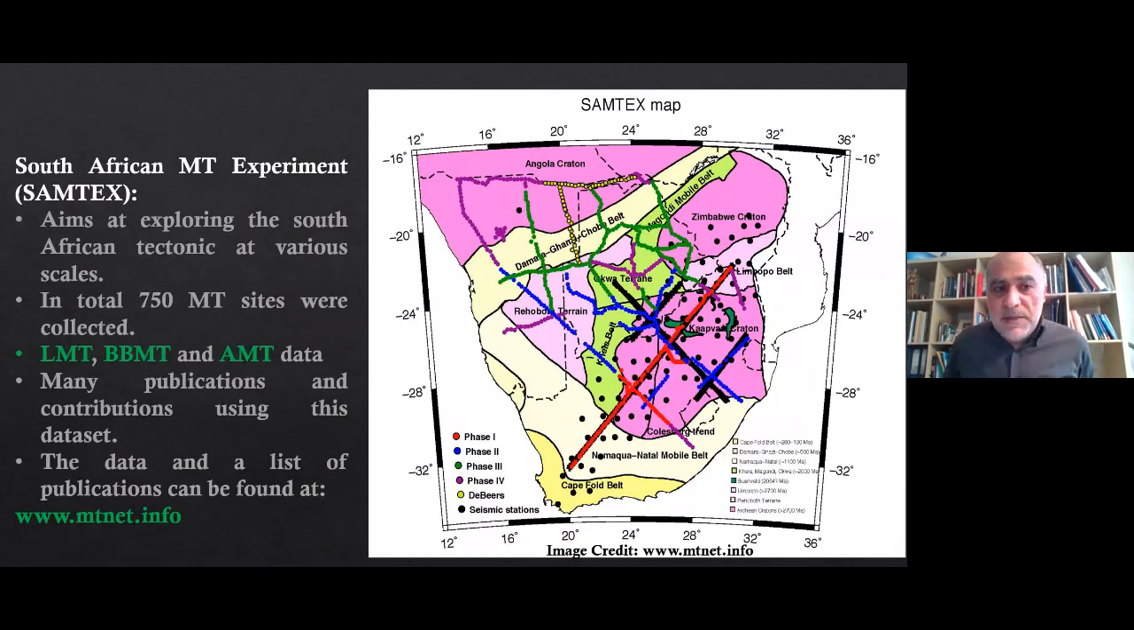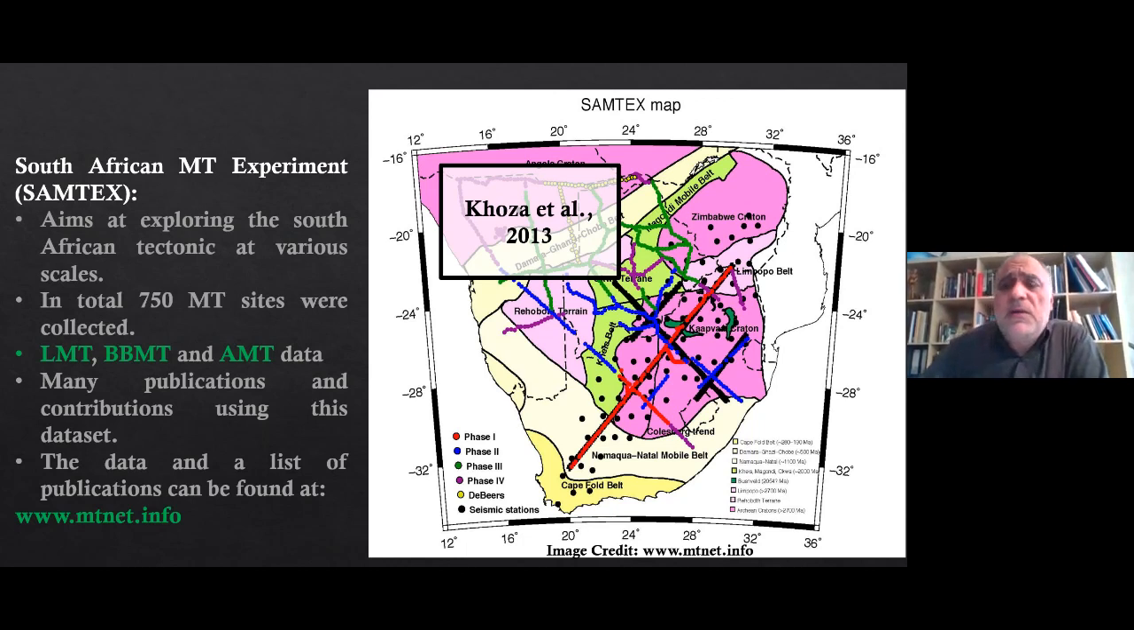And it is not only to explore the deep structure of the subsurface, but also has some implication on the mineral exploration activities in South Africa. So there are many publications and contributions using this data, and you can find the data. They are publicly available data. You can find them on MTNet as well as a list of publications.